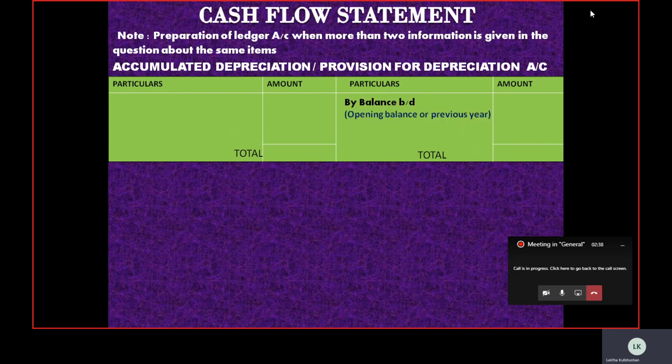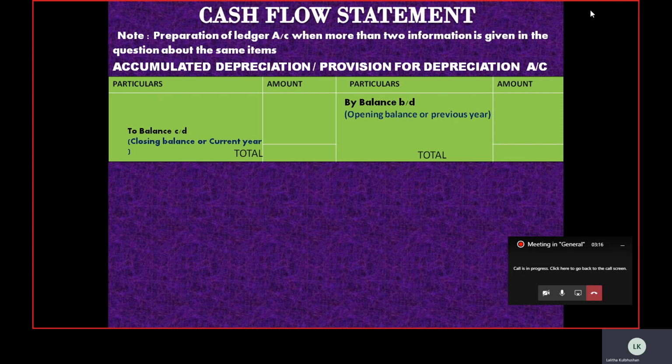That's the reason all liability accounts, especially in ledger accounts, start from the credit side. So I have written here by balance brought down, the opening balance or the previous year. What does the previous year stand for? Suppose I have been given the balance sheet with 2012 and 2013 values; 2012 will be my opening balance or previous year, and 2013 will be my current year or closing balance. On the debit side I write to balance carried down.